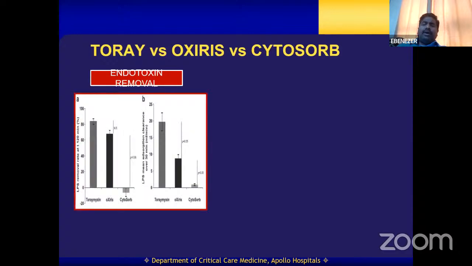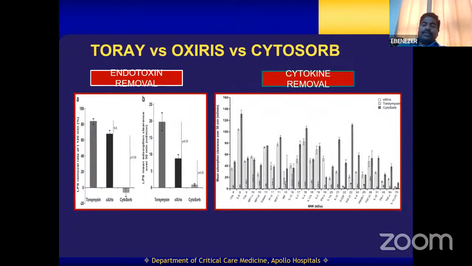And since all of you are postgraduates, you should know what are the three major types of filter therapies which we did use 2-3 years back. One is the Toraymyxin, and the next one is the Oxiris, and the other one is the CytoSorb. CytoSorb is one thing probably most of us used, and very rarely Oxiris and Toraymyxin we got our hands on. So when you think in terms of cytokine removal, CytoSorb; endotoxin removal, Toraymyxin and Oxiris.